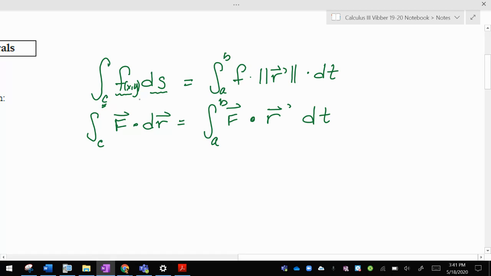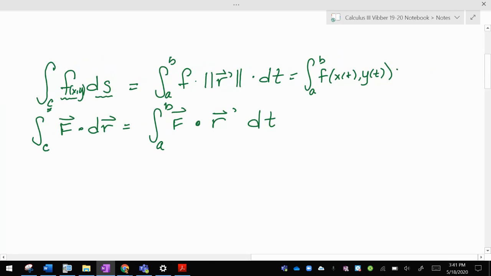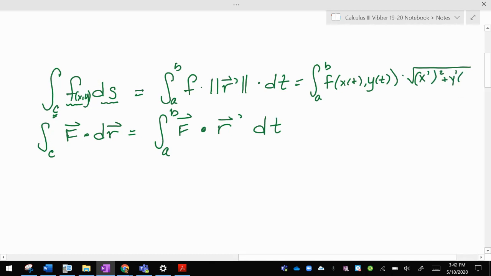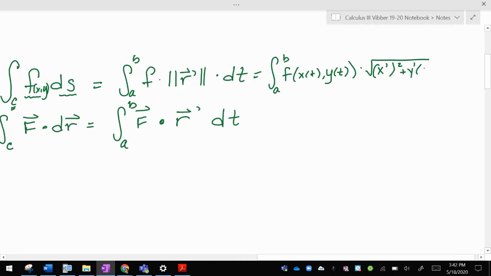So if you wanted to evaluate this, it would become the integral from a to b of f times the magnitude of r prime dt, which really became the integral from a to b, where a and b are t values, of f of x of t, y of t, and maybe z of t too, times the square root of x prime squared plus y prime squared, and each of these are of t. Forgot to put my t's in here. dt. Okay, and you could evaluate f ds.